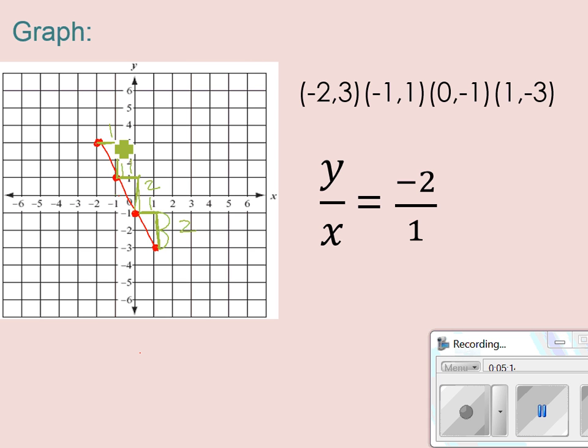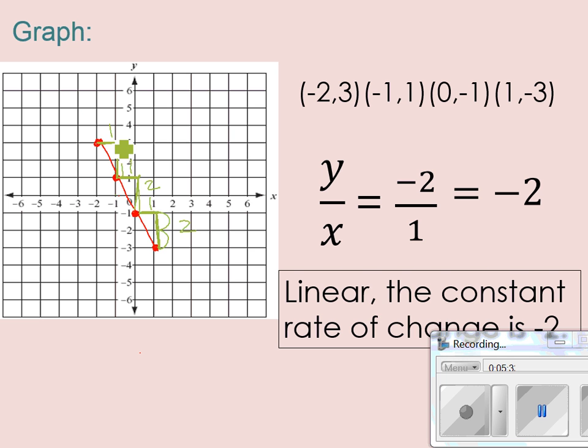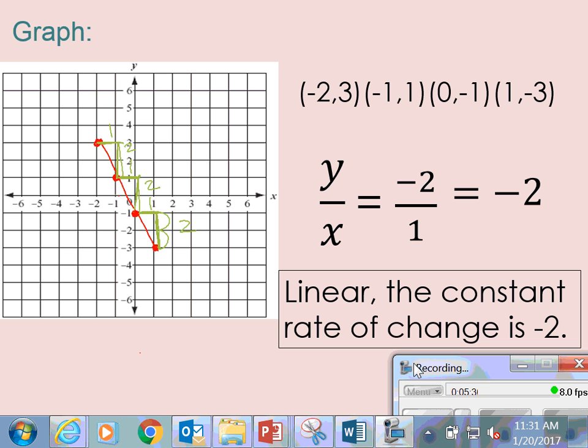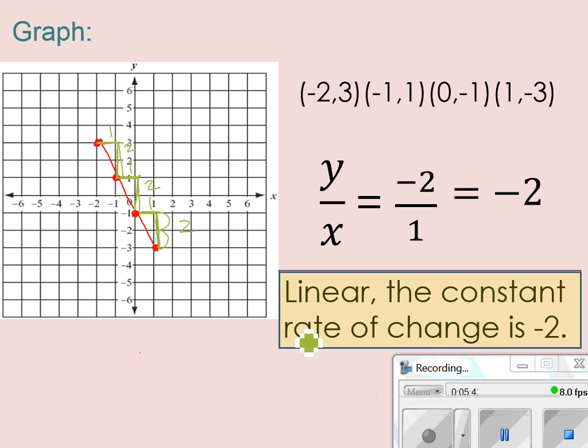So we have the 2 and the 1, make one of them negative, or the whole fraction negative, because our constant rate of change is going to be -2. You should be able to look at this and determine that it is linear. Therefore, you would know it does have a constant rate of change. So we would have the answer as linear. Constant rate of change is -2. And let's highlight that so we know that would be our answer.